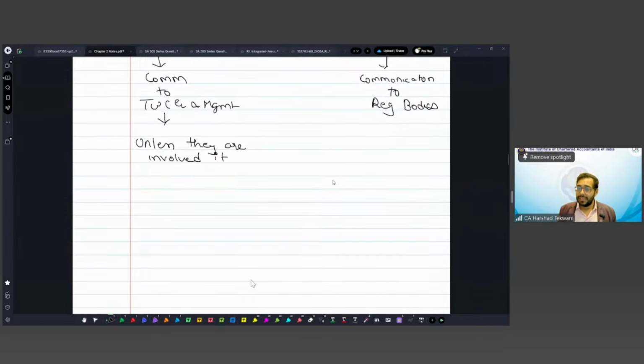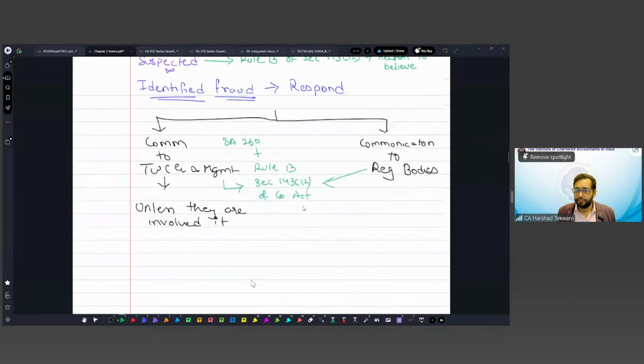But remember this, that I need to communicate to the management and those charged with governance in line with SA 260 that we will discuss, plus Rule 13, Section 143, subsection 12 of the Companies Act. I need to communicate to the management also. I need to communicate to the regulatory bodies also based on this. Yes, sir. Within 2 days, we need to communicate to them.